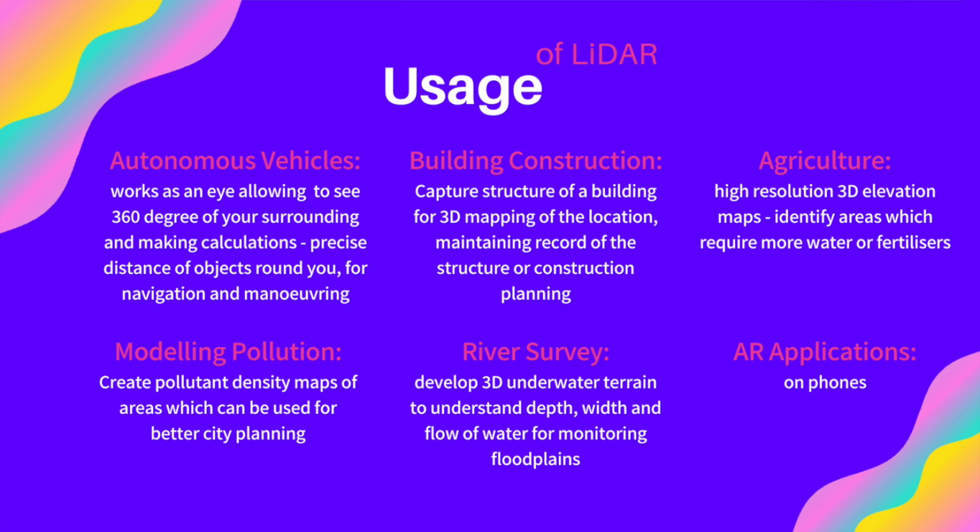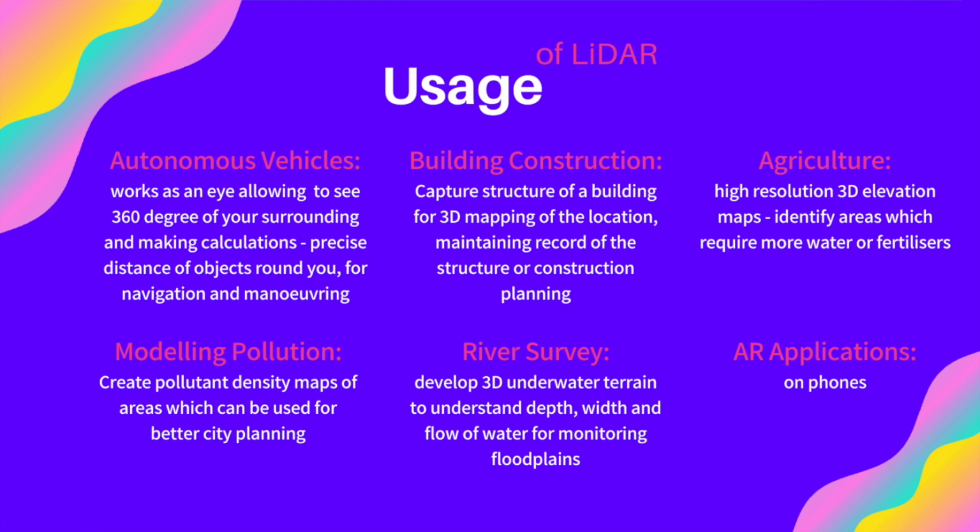In terms of river surveys, the water-penetrating green light of the LiDAR can be used to see things underwater and helps create a 3D model of the terrain down there. So underwater information of a river can help understand the depth, width, and flow of the water. It helps in monitoring the floodplains of the river.